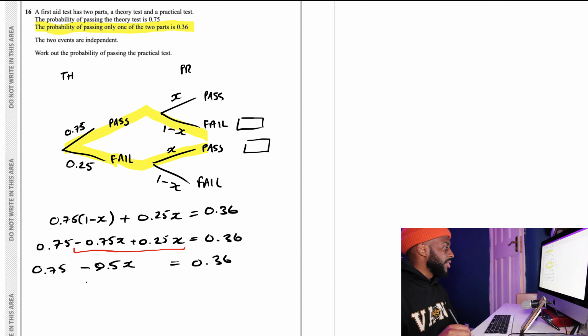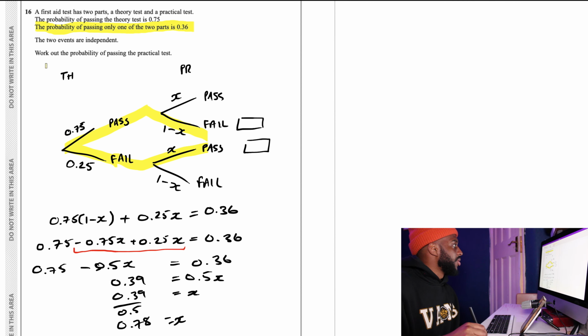So that's going to be 0.39, sorry, 0.39. That's going to be equal to a positive 0.5x. So I'm adding that to both sides at the same time. And so x is going to equal 0.39 divided by 0.5, which is 0.78. The final line of this question says to work out the probability of passing the practical test. Well, we know that the passing the practical test, we labeled it as x. We found x, which is 0.78. So that's going to be our answer. And that's the question finished.